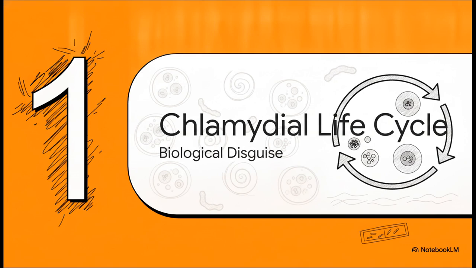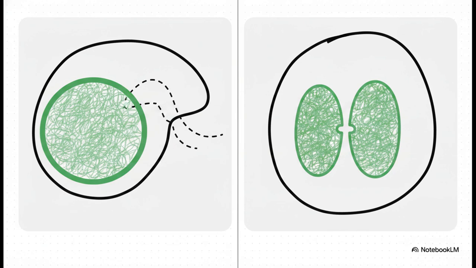biological disguise. So chlamydia are notoriously sneaky, right? They're obligate intracellular bacteria, they lack peptidoglycan, though they do have a cell wall structure, and they are technically gram-negative, but they're simply too small to see on a standard gram stain. You absolutely must memorize the difference between their two unique forms.